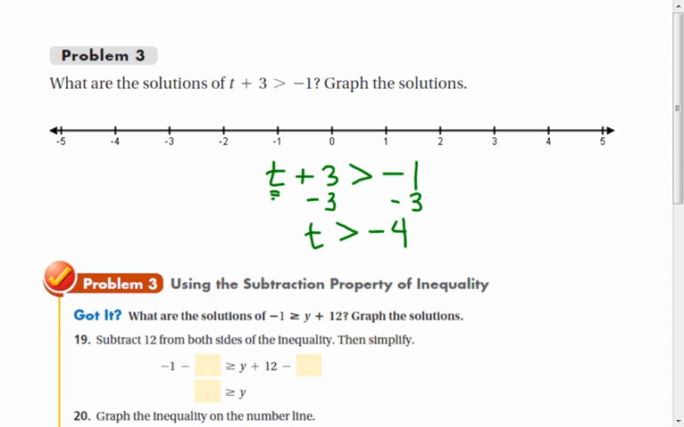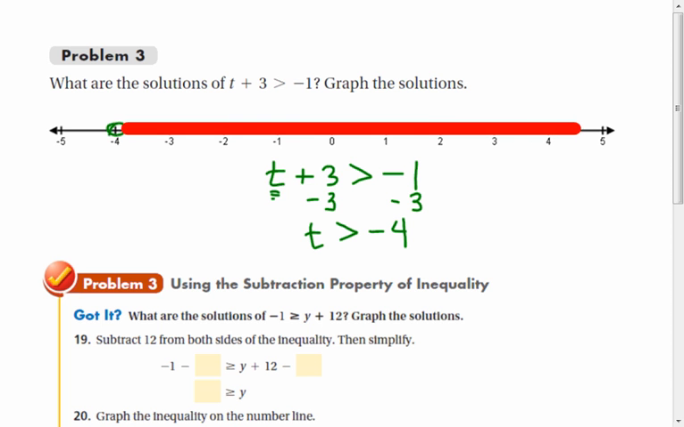So any number bigger than -4 is a solution. So we're going to put an open circle at -4, and then we're going to draw a line from that spot to the right, because all these numbers are greater than -4.